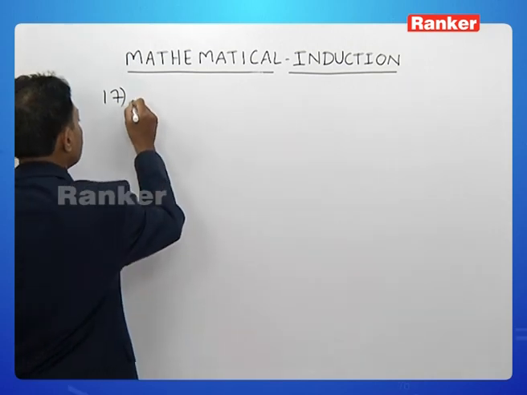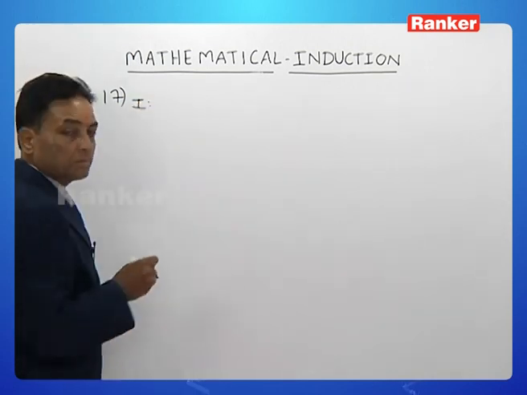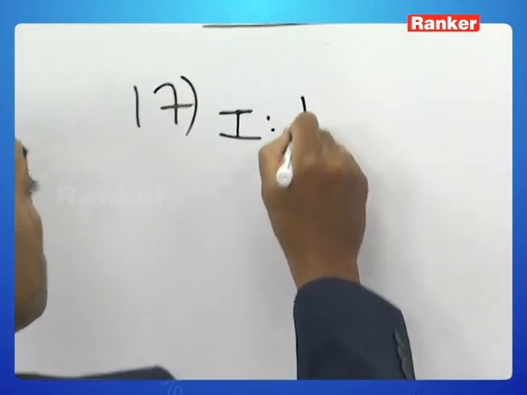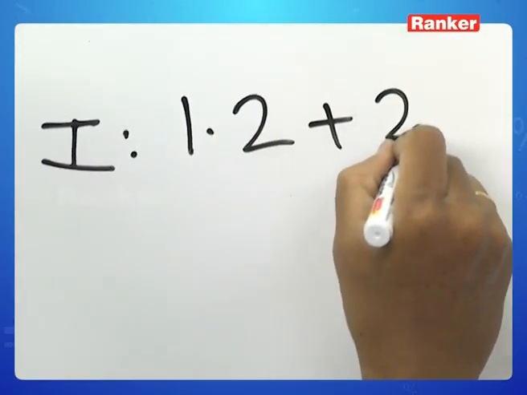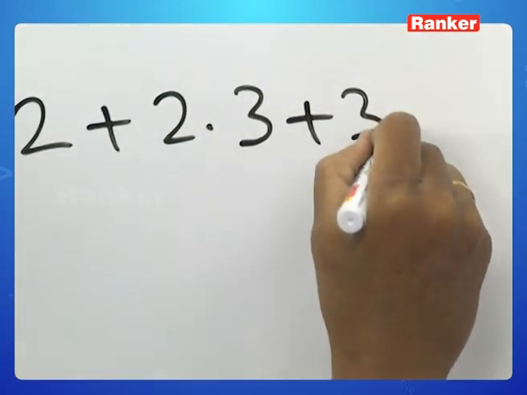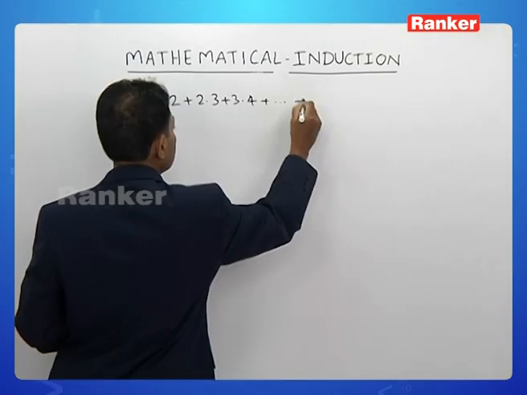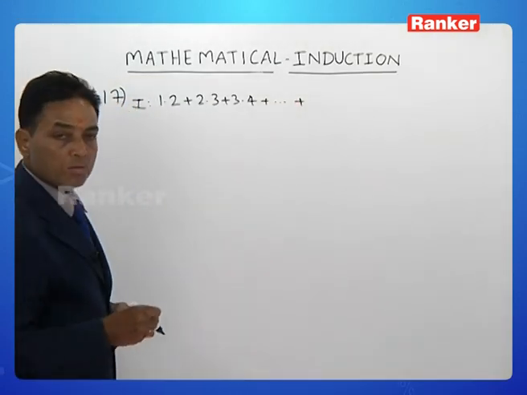Then that is which statements are true. So I will write the question number 17. First statement 1 into 2 plus 2 into 3 plus 3 into 4 so on up to n into n plus 1.